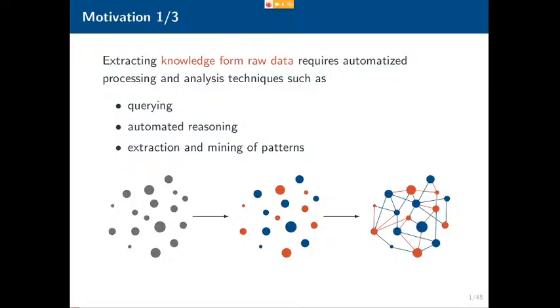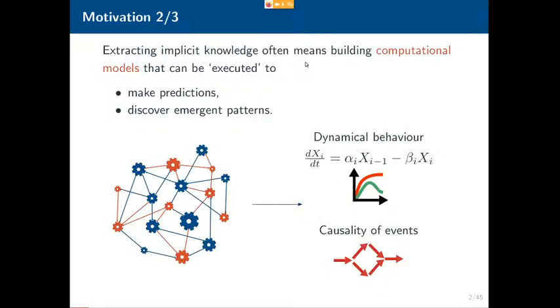And such extraction greatly relies on the design of automatized tools for processing and analysis of data, and for querying, automatized reasoning, extraction, and mining of patterns. And often extracting this implicit knowledge means building computational models that can be executed to study the dynamics of these underlying systems. And again, to make predictions of future behaviors of this system, to discover some macroscopic phenomena that emerge from the behavior of these systems, and also to study the causality of events that appear during the evolution of our systems.